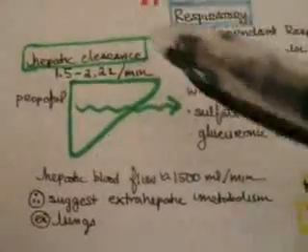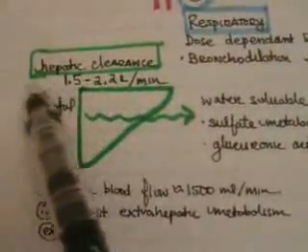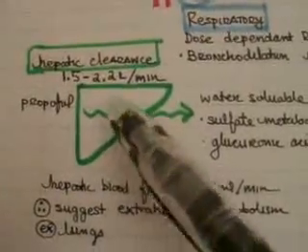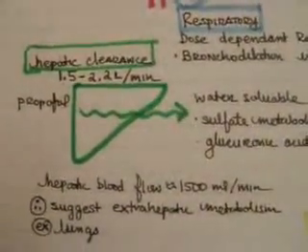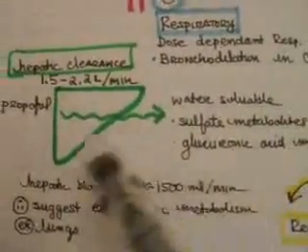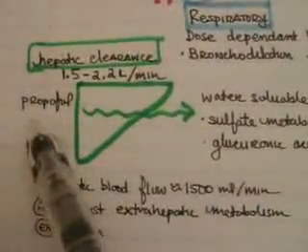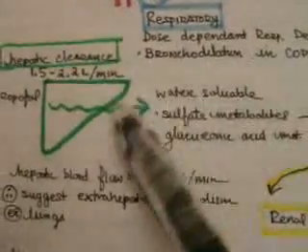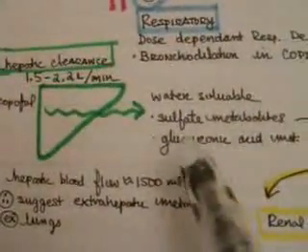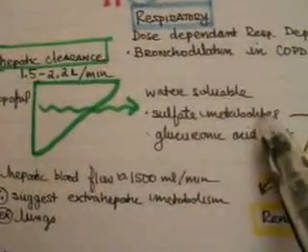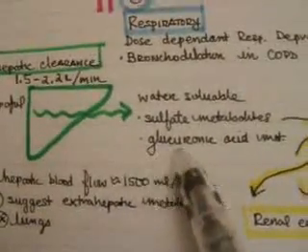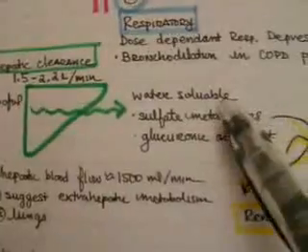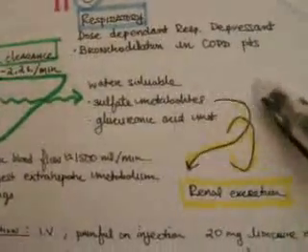But propofol is primarily biotransformed by the liver through phase 1 and phase 2 reactions, and ultimately converts a lipid-soluble agent into a water-soluble, inactive metabolite. For example, there are certain sulfate metabolites as well as glucuronic acid metabolites that are water-soluble and inactive, and therefore can be excreted by the kidneys.